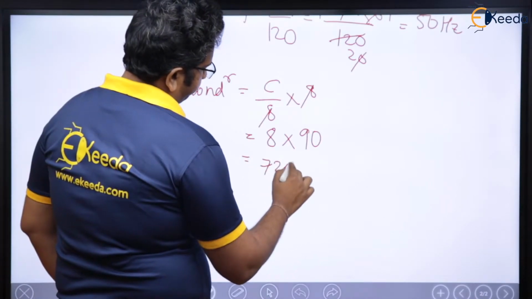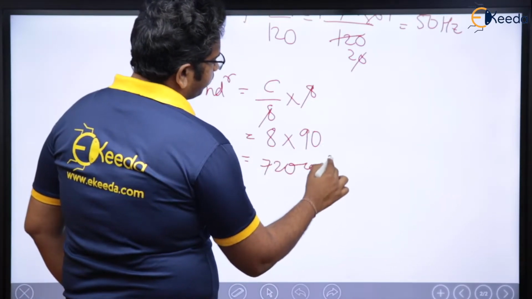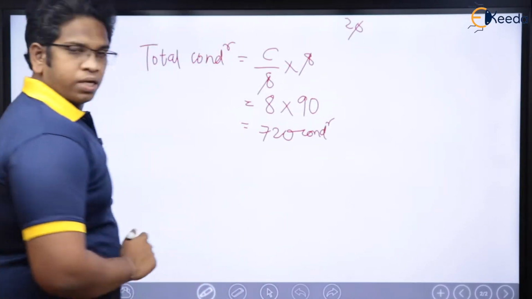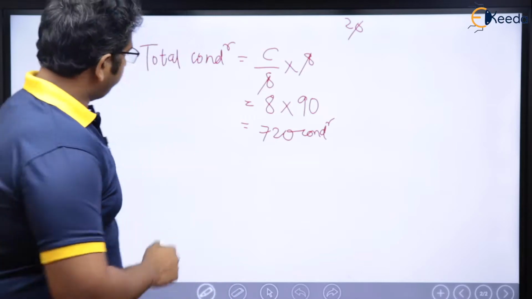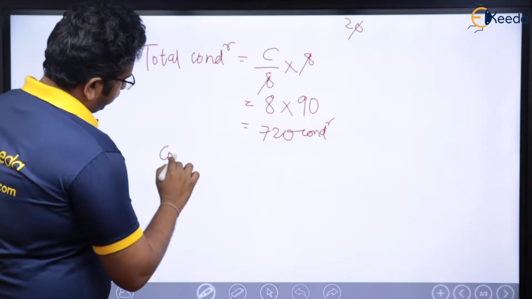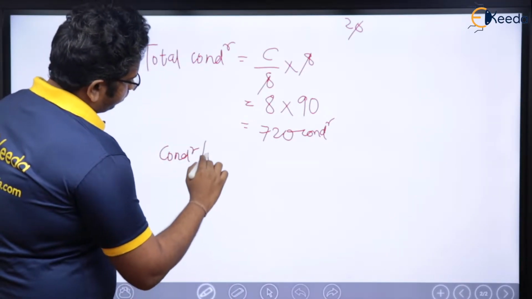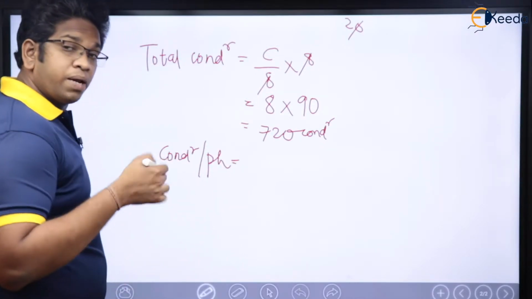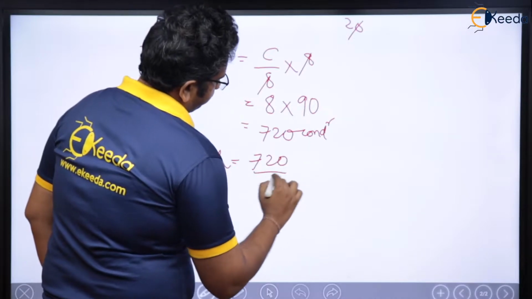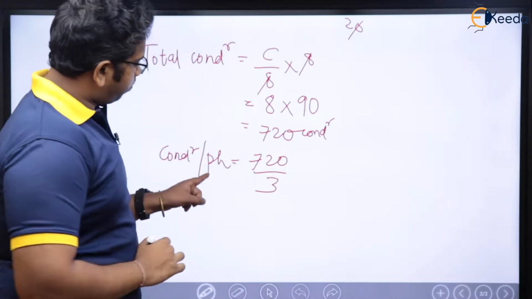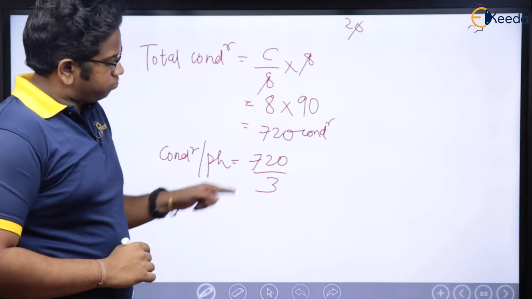8 9s are 72, 720 conductors. 720 conductors are there, right? But these are total conductors. What we want is conductors per phase. So how many conductors will be there per phase? Per phase is going to be 720 divided by 3. Why? Because the number of phases is 3. So 720 divided by 3.